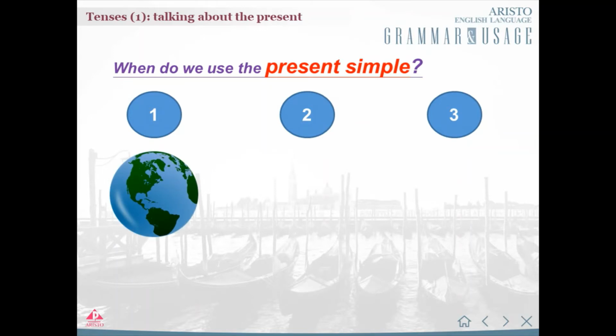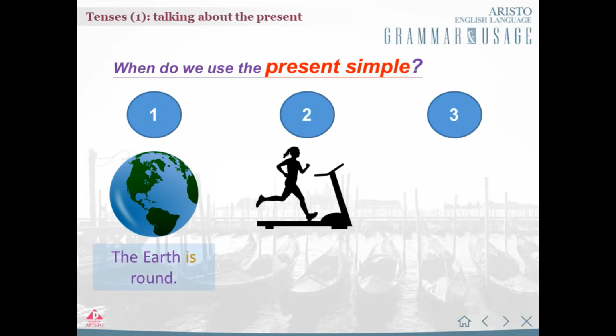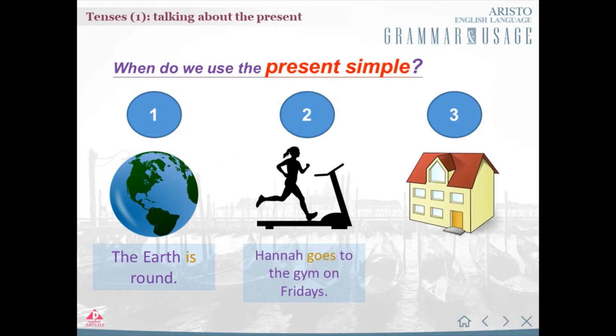First, we use it to talk about general facts or truths, like the fact that the Earth is round. Secondly, it is used to talk about repeated actions or habits. For example, Hannah goes to the gym every Friday. We can also use the present simple tense to talk about permanent or ongoing situations. Take a look at the third example. Anne lives in Singapore.